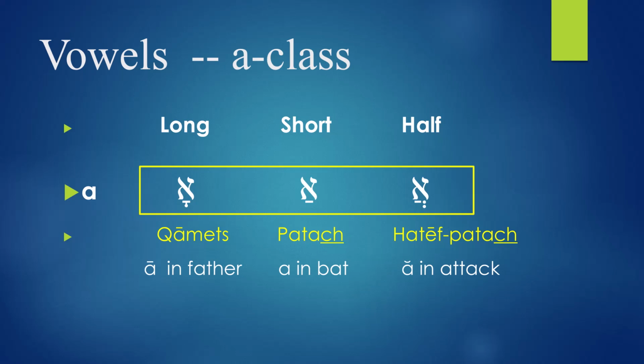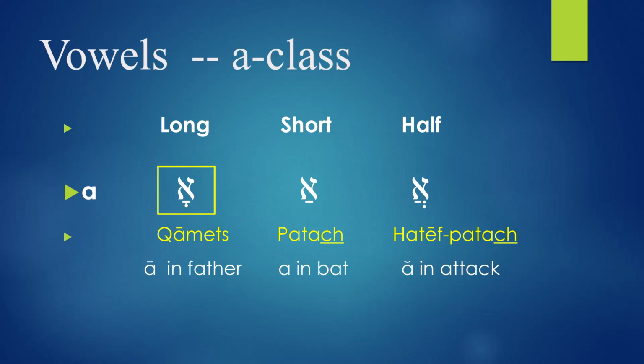Notice also that Hebrew vowels are written either under the letter, some are written on top of the letter, and some are written next to the letter. Now let's look at each one and see how to pronounce it. Let's look at the screen. On the long vowels, we have what we call kamets. This one here is called kamets.